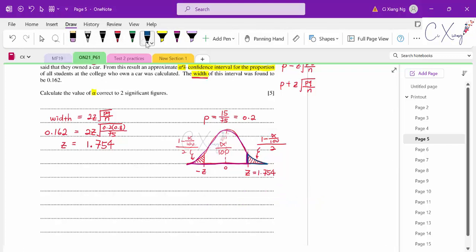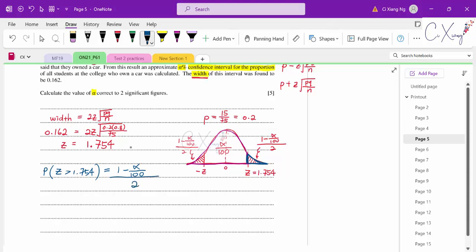Okay, so if I want to form an equation by using the dark blue area, it will be z more than 1.754, because it is more than this value, right, 1.754. The answer is equals to 1 minus alpha over 100 divided by 2. So I write down 1 minus alpha over 100 divided by 2.